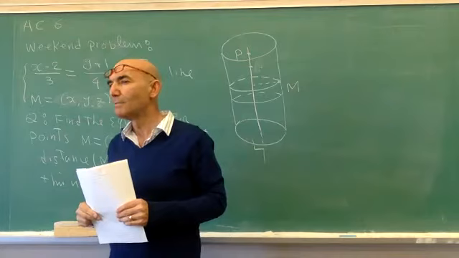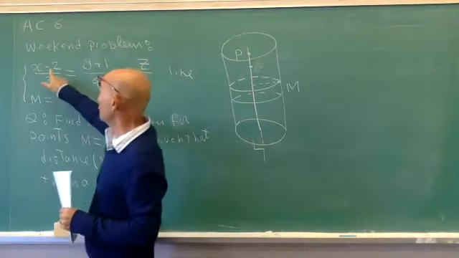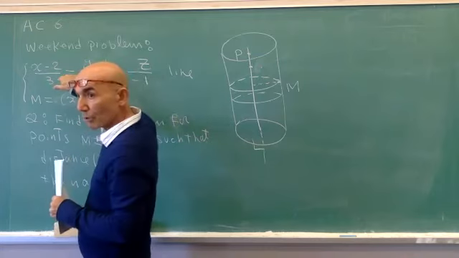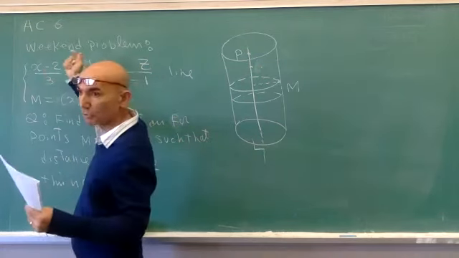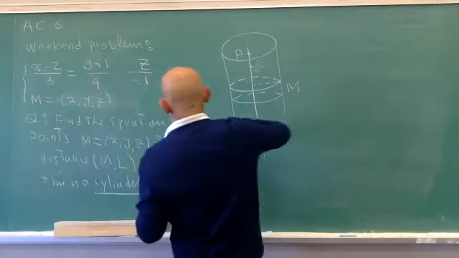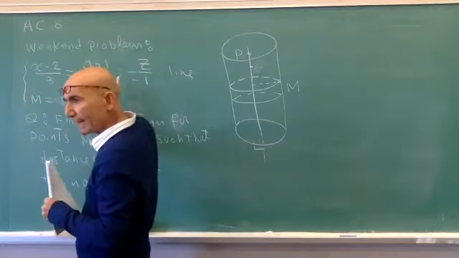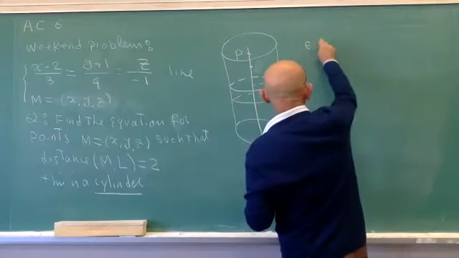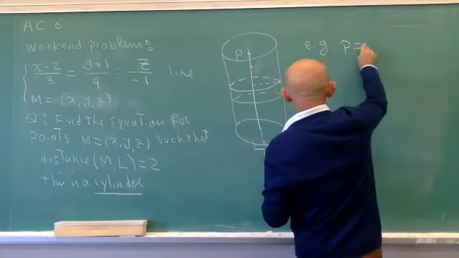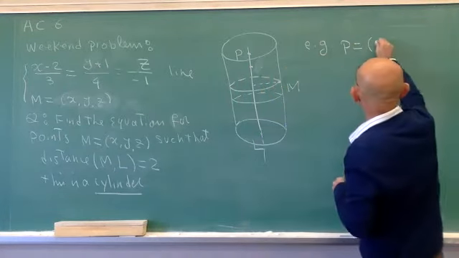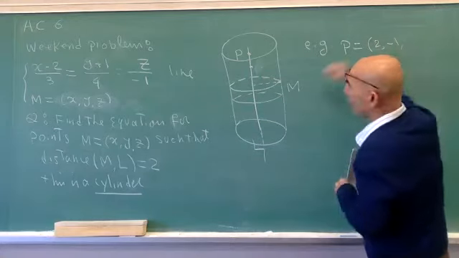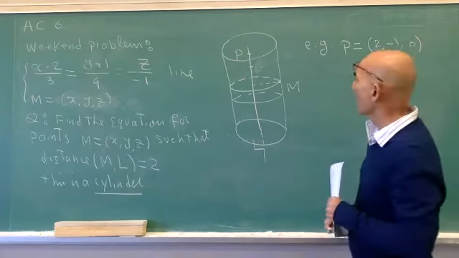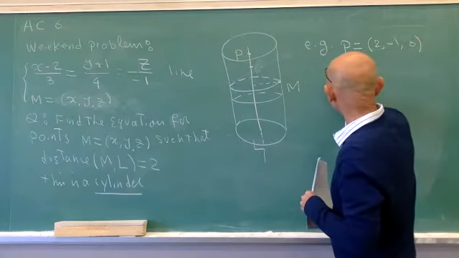(2, -1, 0). For example, this would be a sure bet, yes, (2, -1, 0). But that's not the only point. You have infinitely many points, but that would be the easiest one to find, indeed. So, for example, let P equal (2, -1, 0). That's good. And then remember the formula for the distance?